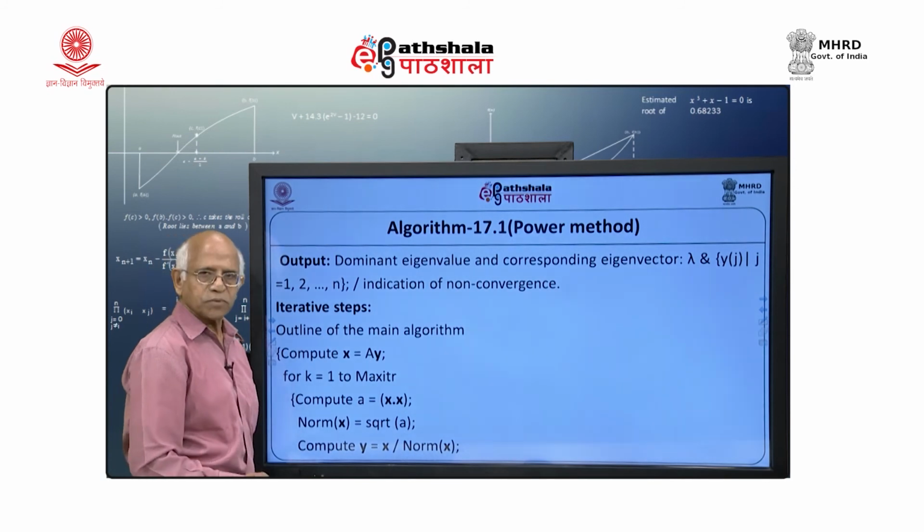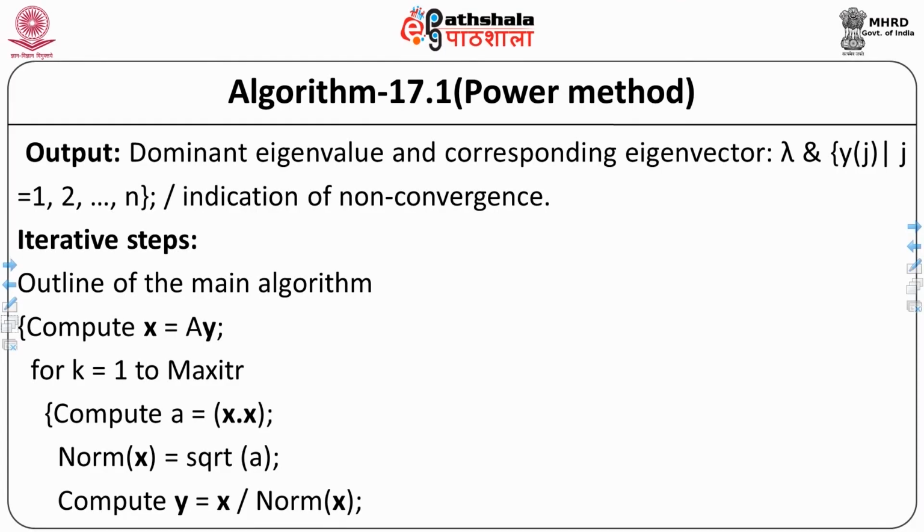The output of this algorithm will be the dominant eigenvalue and the corresponding eigenvector, which is desired. That is lambda and y j bar, or, if the method does not converge, some indication that the method has not converged. So one of the two will be the output here.